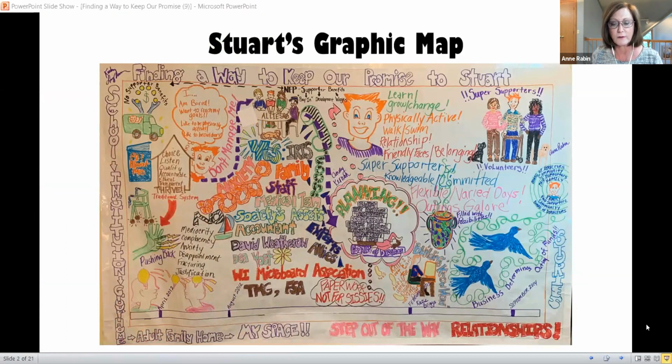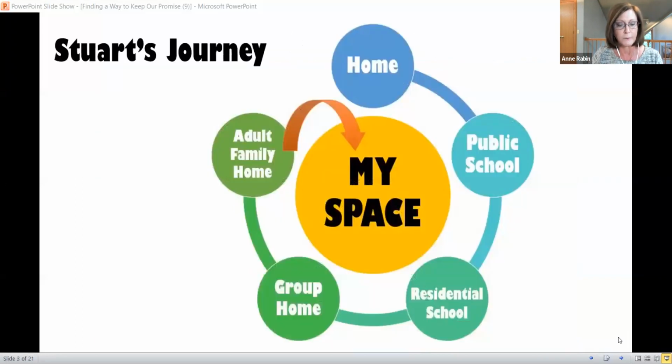So this is a graphic map of the process of deciding to engage on the path of microboard building for Stuart, and the things that we thought about and the reasons for starting a microboard.